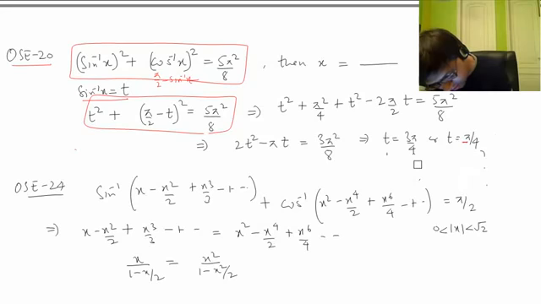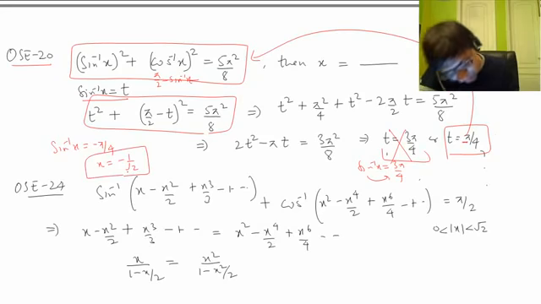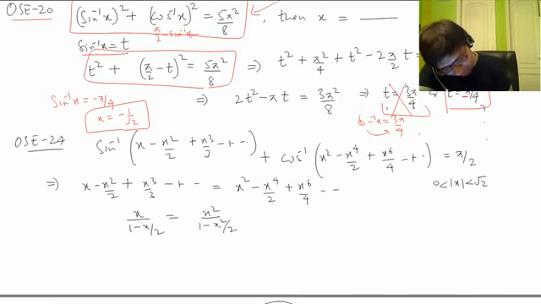ये satisfy नहीं कर रही है, this doesn't satisfy because sin inverse x equal to 3 pi by 4 is not possible, because sin inverse x cannot be more than pi by 2. So we reject this value, and this value will satisfy this, right? So we have sin inverse x equal to minus pi by 4, x equal to minus 1 by root 2. Fine. Now next question again uses the same formula.